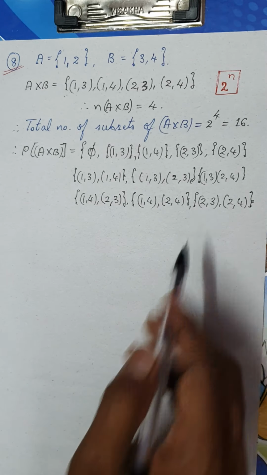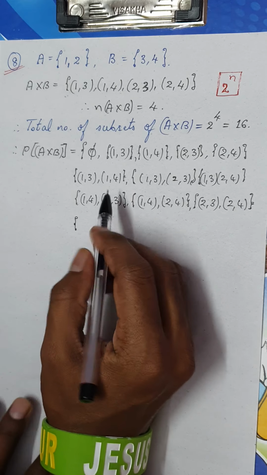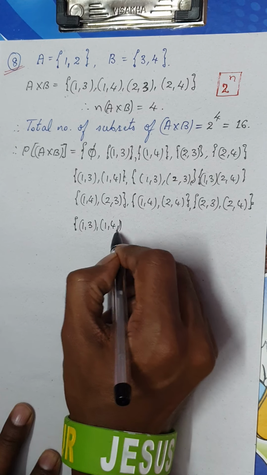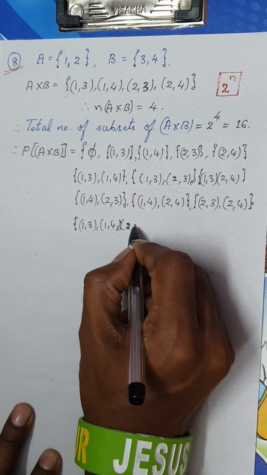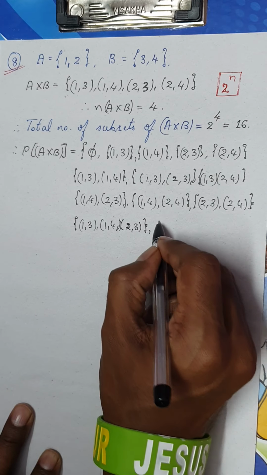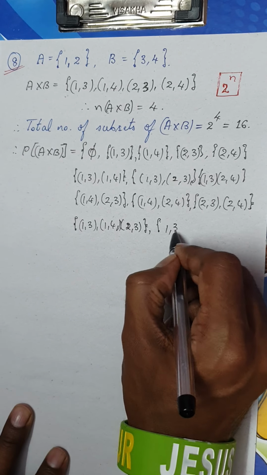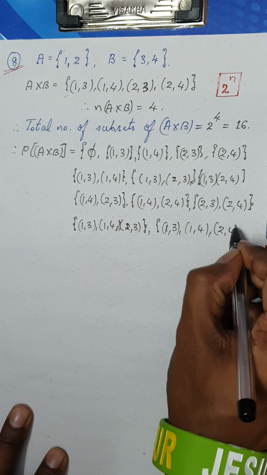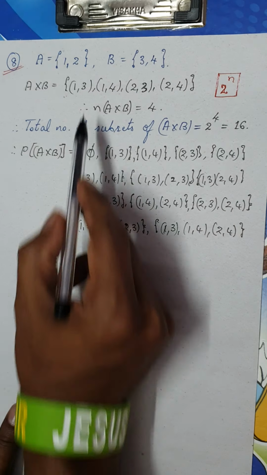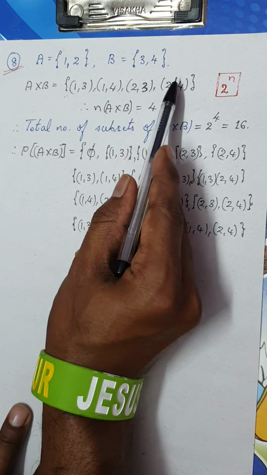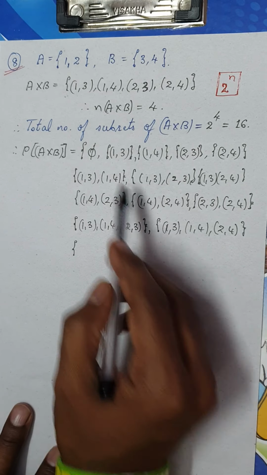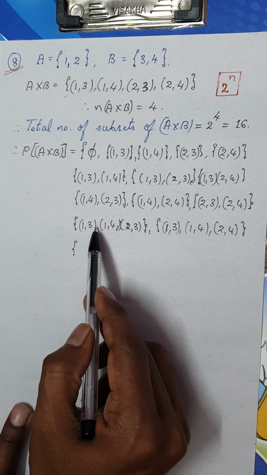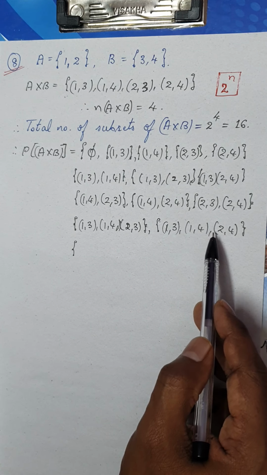Now let me take the sets having 3 elements. So 3 elements means I can take (1,3), (1,4) and (2,3). Any order you can take, because anyhow you have to take all the orders. Next I will take (1,3), (1,4). This time I'm going to take (2,4). So this (2,3) with this, and this (2,4) with this, is done. Now if you want, you can check: 13 subsets are done.